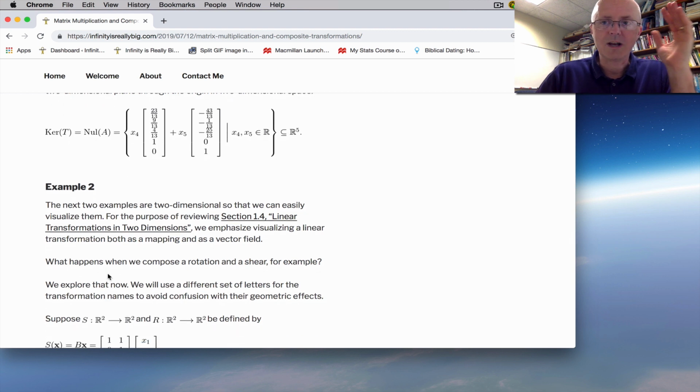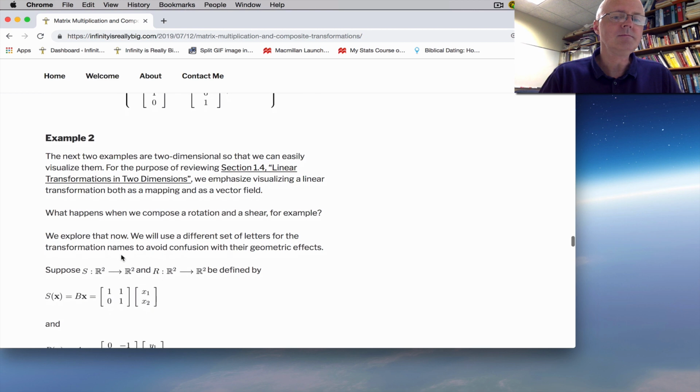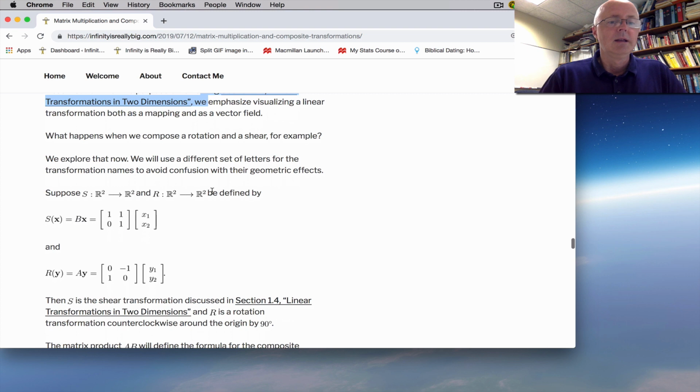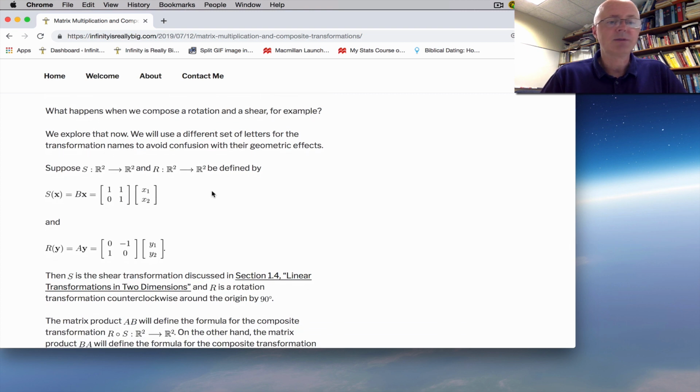All right, final 2 examples. The fun examples are visual. It is worth reviewing section 1.4 though, so you understand the meaning of these visualizations. I'm not going to talk about the meaning a ton. The linear transformations in this example I'm calling S and R, not S and T. Why? Because S represents a shear and R represents a rotation. I want the letter to represent the name of the transformation.